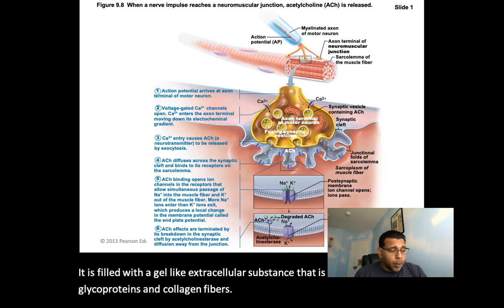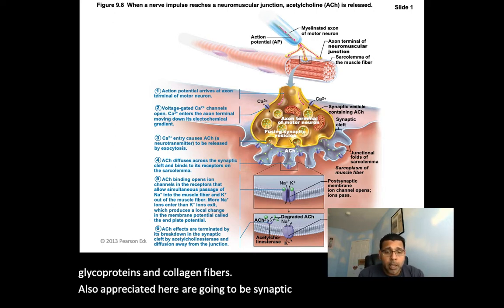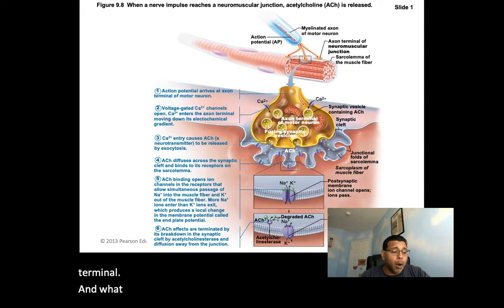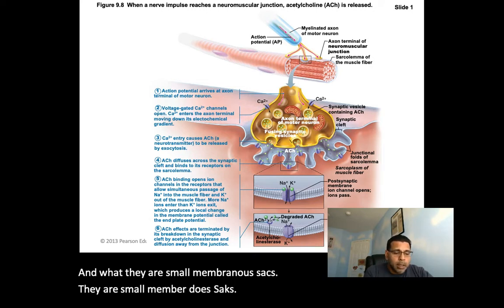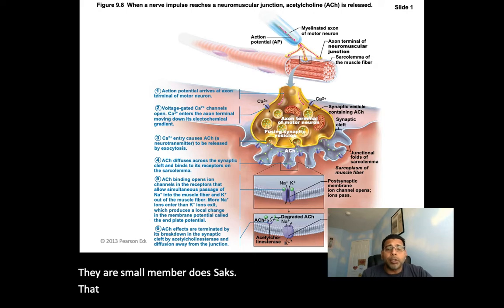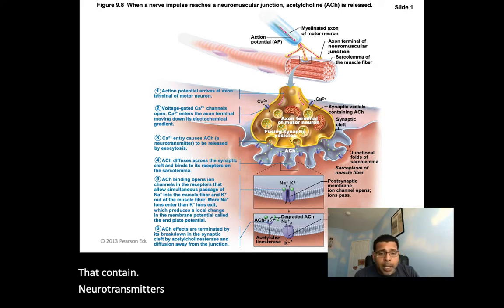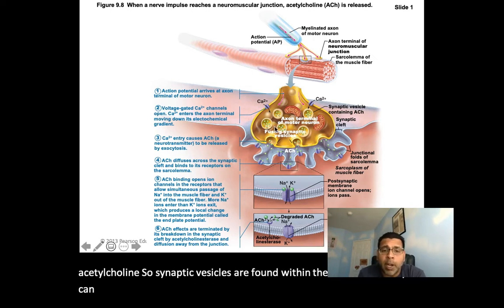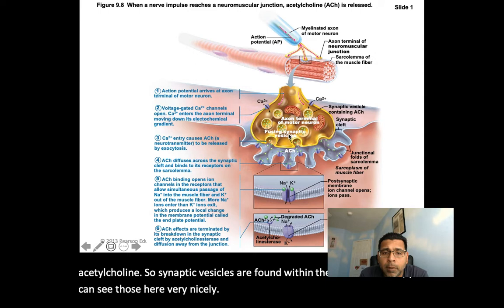Also appreciated here are synaptic vesicles. These synaptic vesicles are found within the axon terminal. They are small membranous sacs that contain neurotransmitters. The neurotransmitter they contain here is acetylcholine. So synaptic vesicles are found within the axon terminals. You can see those here very nicely, a whole bunch of little synaptic vesicles.